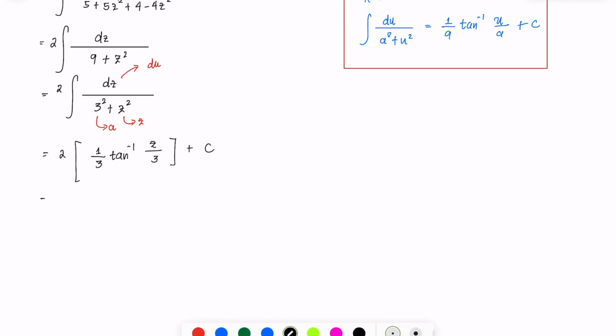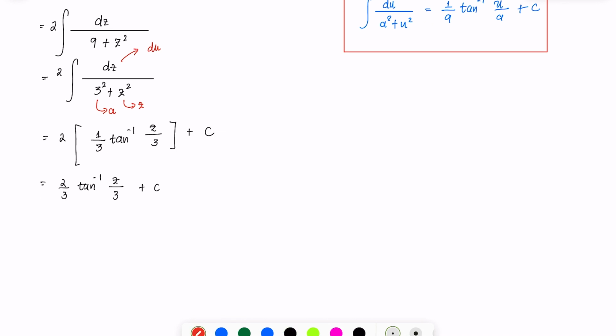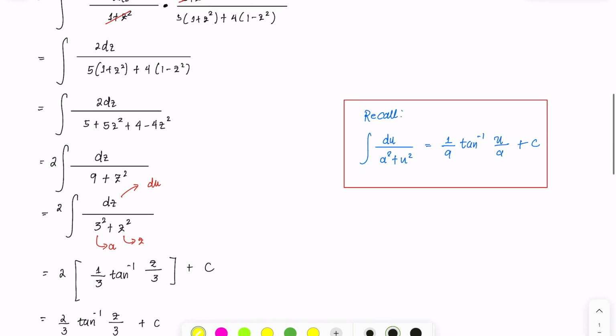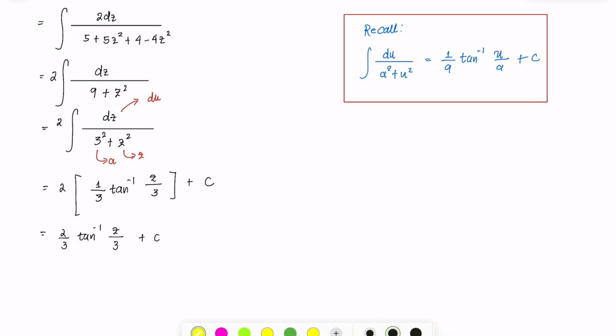Now I'm going to simplify this one. This will become 2/3 tangent inverse of z all over 3 plus c. Now, if you're going to box this as your final answer, that's not really a good idea, because if you go back to your integral, it's a function of x. And our answer here is in terms of z. So that doesn't make sense.